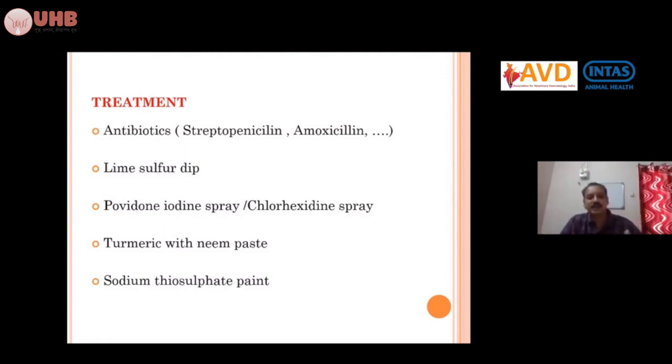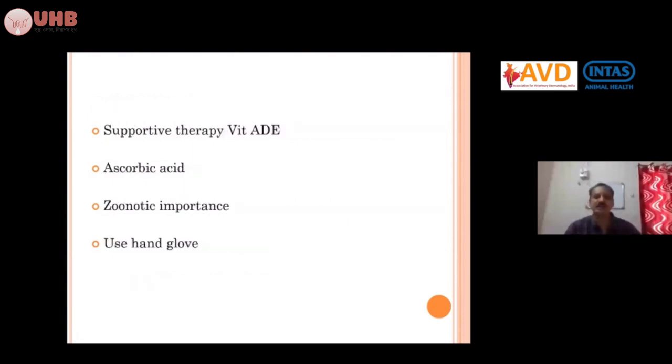Ask the owner to keep the animal away from the mud area or waterlogged area, and keep the cattle shed dry for a few days, so that recovery is very easy. Some practitioners have got good results mixing sodium thiosulfate with powder iodine and making it a paint. That is also useful, giving a very good empirical treatment response. Supportive treatment with vitamin ADE on alternate days can also be given. Ascorbic acid can be given intravenously whenever needed as supportive treatment.